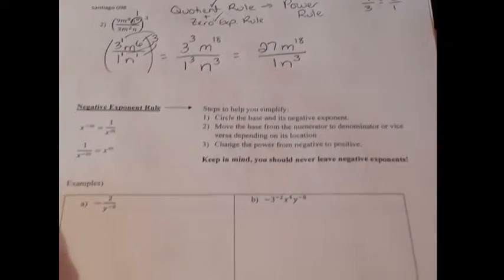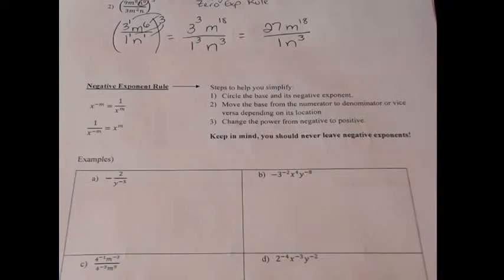Next, we have the negative exponent rule. As I do this, it's going to feel like I'm just doing a magic trick. It is founded in math, of course, right? It's a theory. We have x to the negative m. We know how to rewrite that.